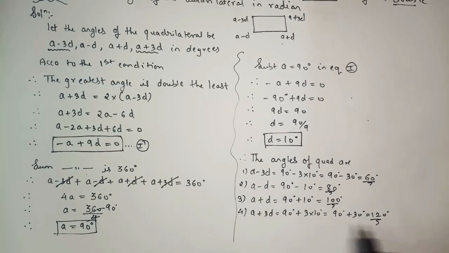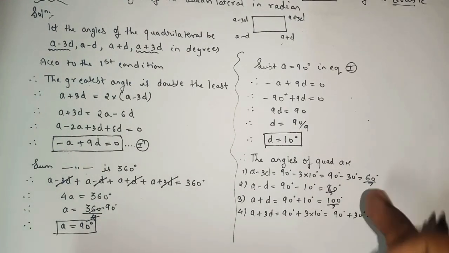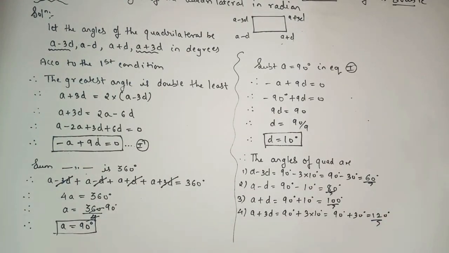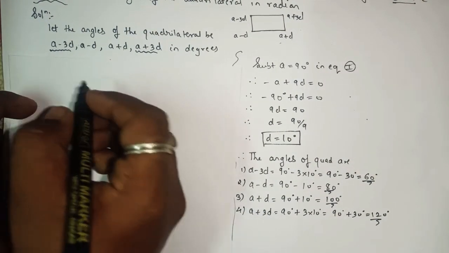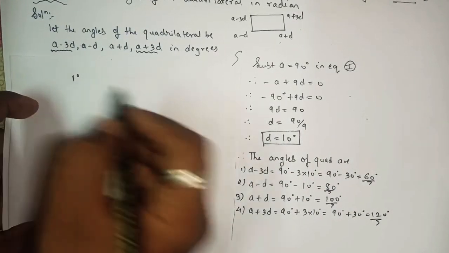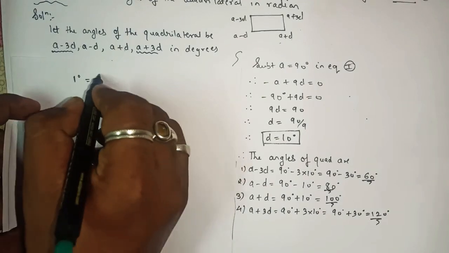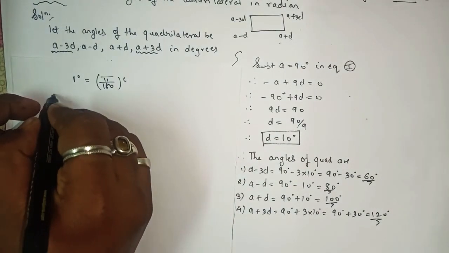In degree, but in the question it says that we have to find the angles of the quadrilateral in radian. So now we have to convert this required answer in terms of radian. So we know how to convert the angles from degree to radian. So 1 degree is equal to what? Pi by 180 radian.